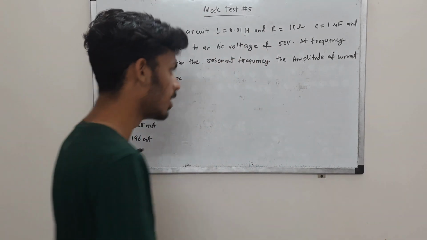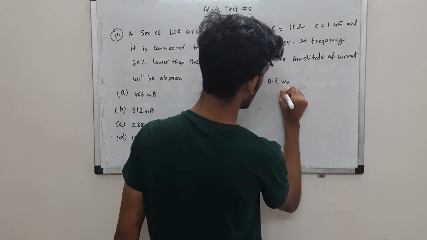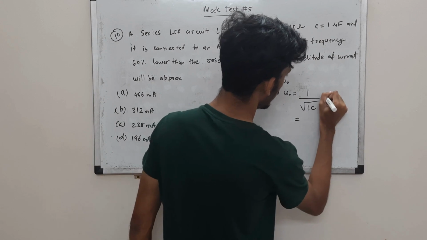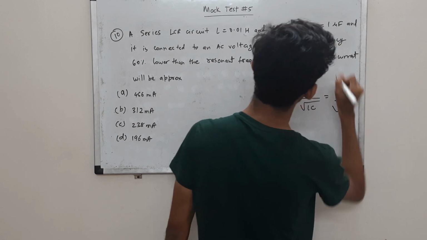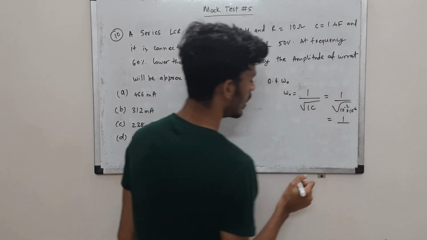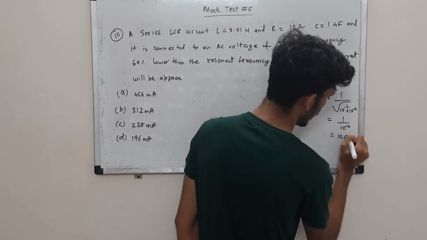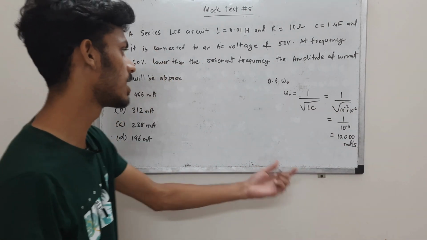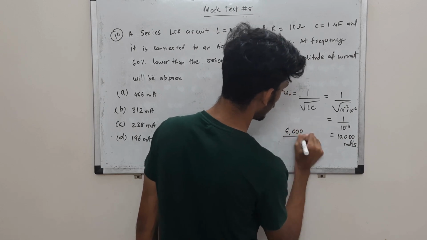Now, first of all we are supposed to find 0.6 of your resonant frequency. Resonant frequency will be given as 1 over under root LC, right? So here L is 10 to the power minus 2, and C is 10 to the power minus 6. So under the root we have 10 to the power minus 8, so it will be 10 to the power 4, or 10,000 radians per second. So we find the resonant frequency. Now 60% of 10,000 will be 6,000.